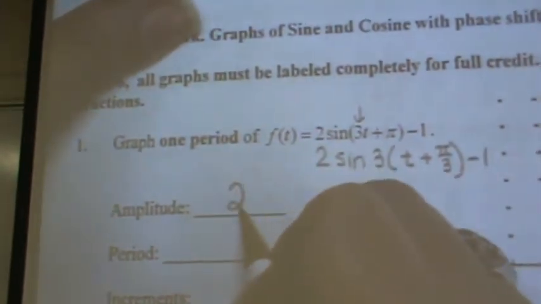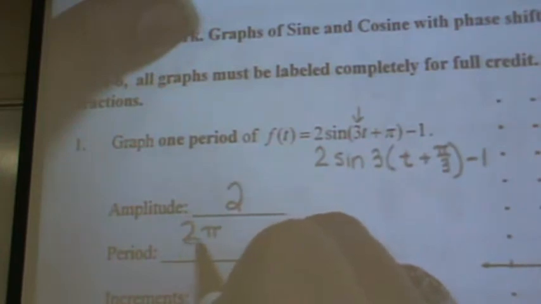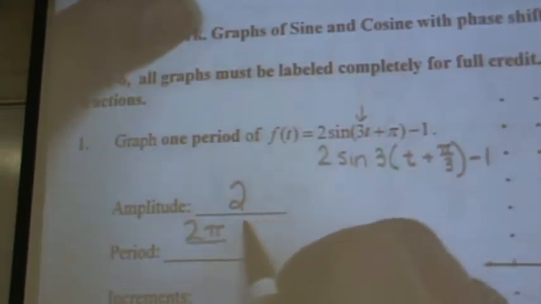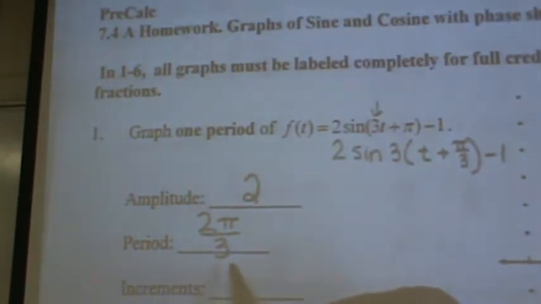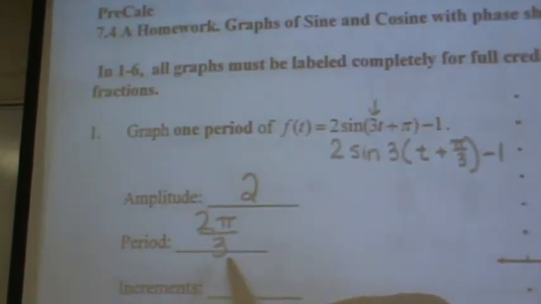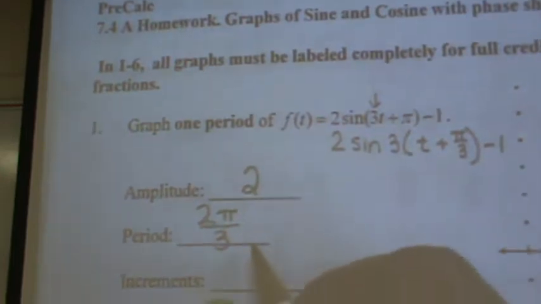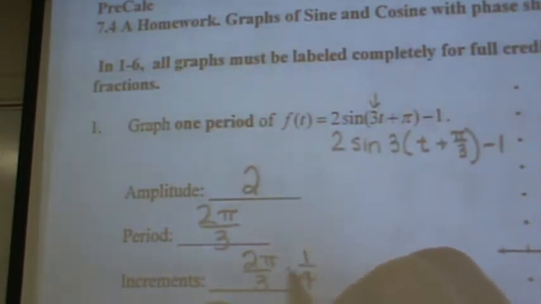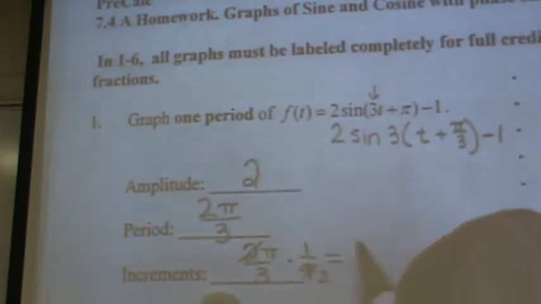So your amplitude is 2. Your period, you're going to always take, for sine and cosine, 2 pi and divide it by this b value, which is 3. So 1 full period is going to be 2 pi over 3 units long. Your increments, you take this period, whatever it is, and you cut it into 4 parts. So divide it by 4. Now I'm going to simplify, and I get pi over 6.